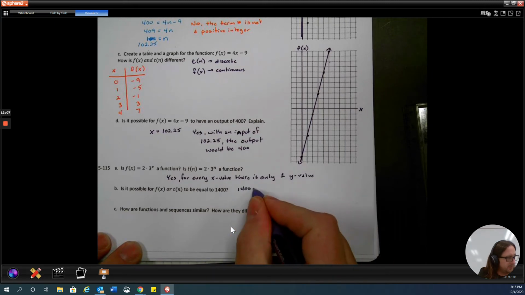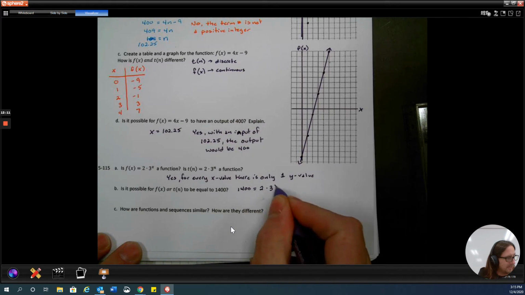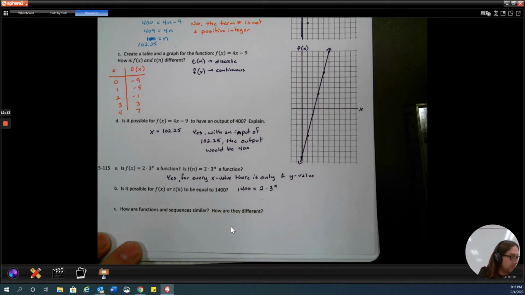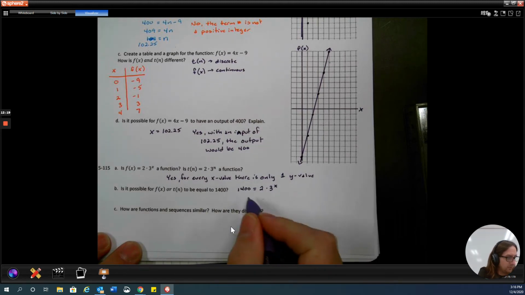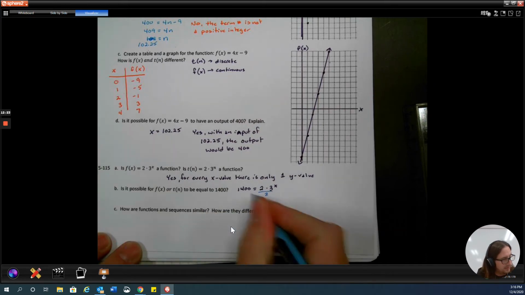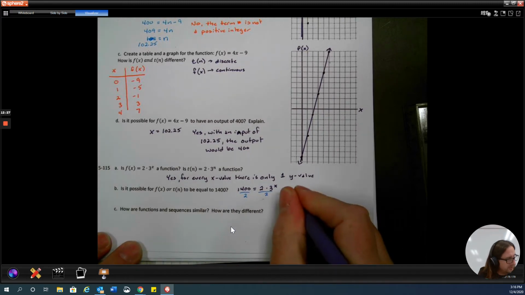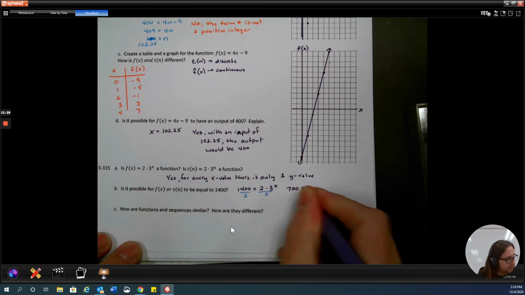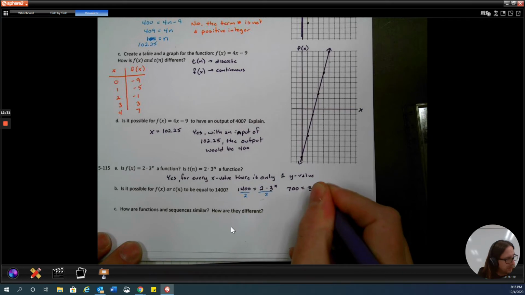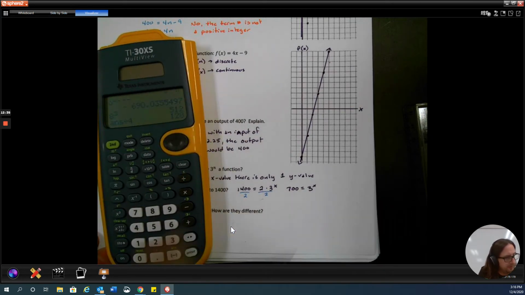So 1400 equals 2 times 3 to the x power. All right, so if I divide both sides by 2, I would end up with 700 equals 3 to the x power. All right, let's just play around with our calculator a little bit.